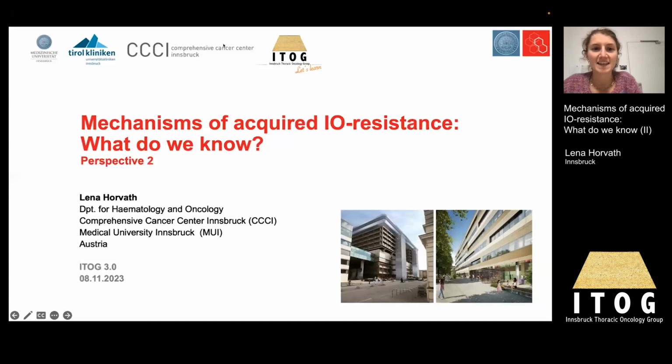So thank you for the invitation. You see my slide? Okay. So now I'm going to talk about the perspective two on acquired IO resistance. We've heard a lot about T-cell infiltration in the first talk, so my perspective is going to be a little bit more about the myeloid compartment, particularly about neutrophils.